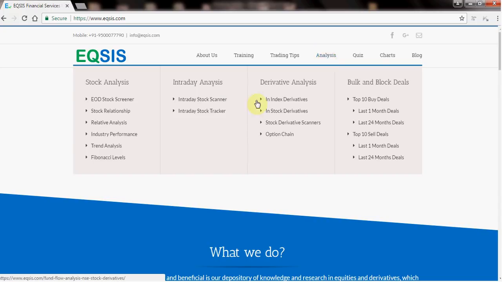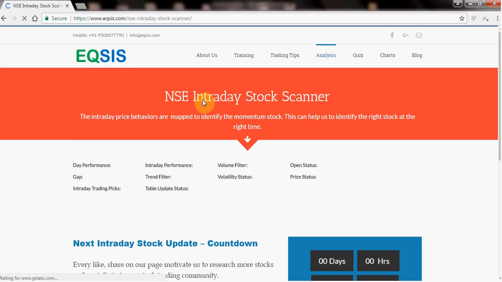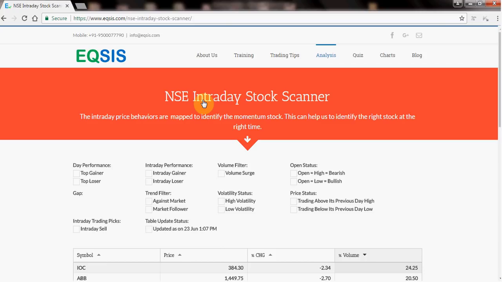Coming back to this one, the intraday scanner. Can you see something called intraday scanners here? Just click on it. So why am I using this? We have thousands of stocks, maybe hundreds of top companies. But how can I say whether today it's a good company or a bad company?